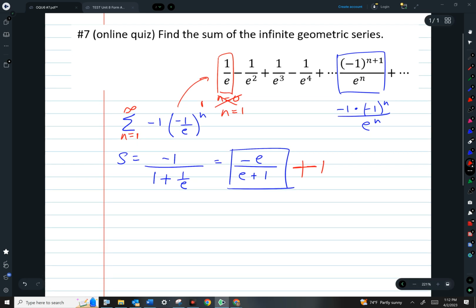And so if I combine those, or get a common denominator, I could say, oh look, I want my denominator to be e plus 1. That means I have to multiply the numerator by e plus 1. And so therefore on top you're going to have -e plus e. Those are going to cancel, and then all you have is that 1. So the answer is actually 1 over e plus 1.